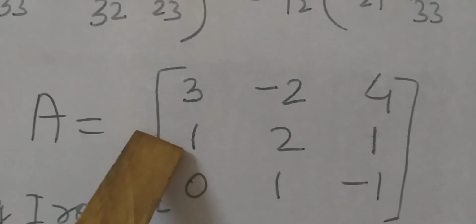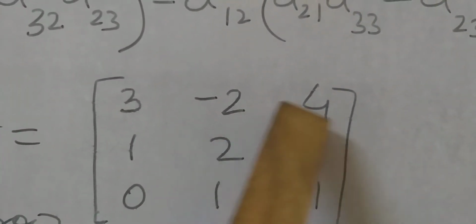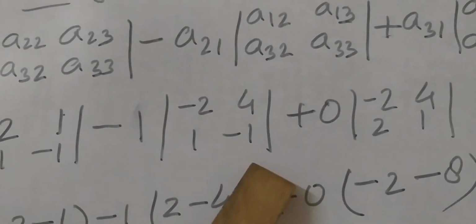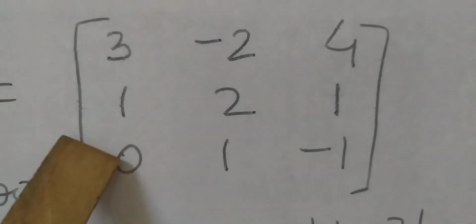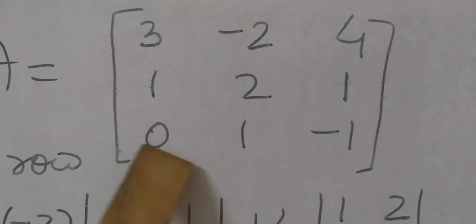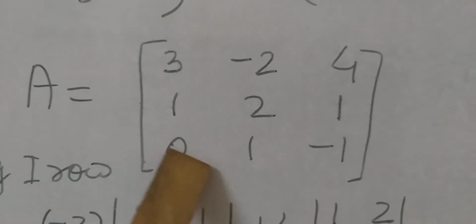So the second row and first column are deleted, left elements minus 2, 4, 1, minus 1. Minus 2, 4, 1, minus 1. Now student, the third element 0, so its row and column are deleted. First column and third row deleted. Left elements minus 2, 2, 4, 1.